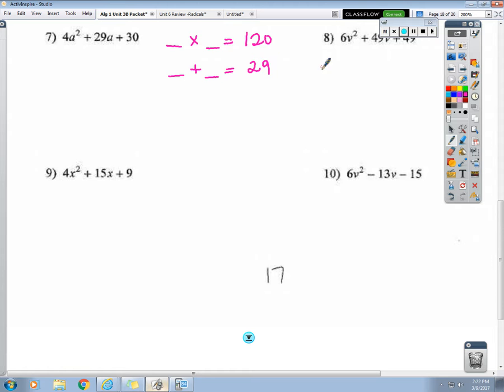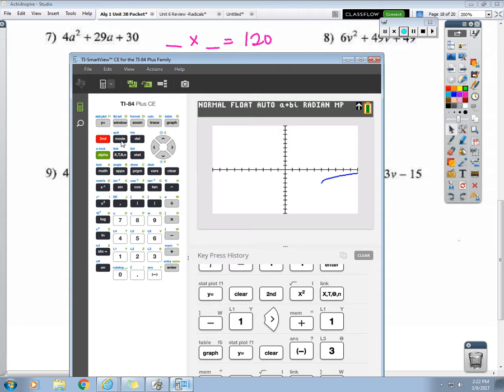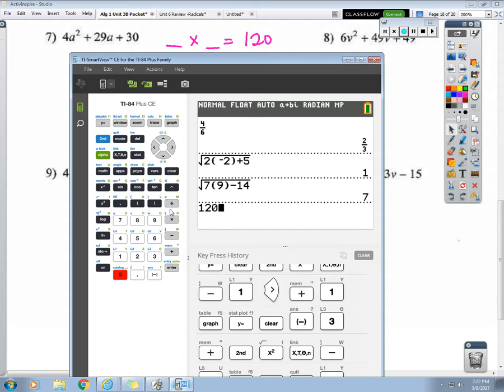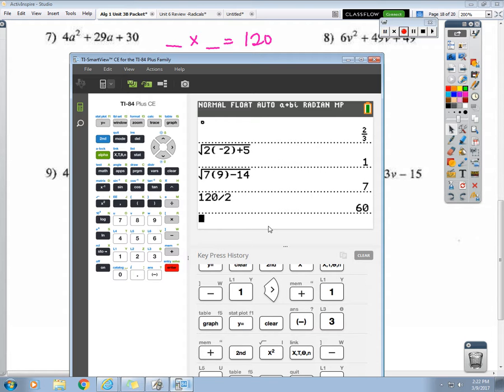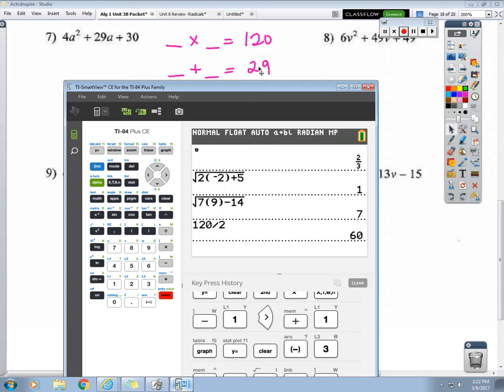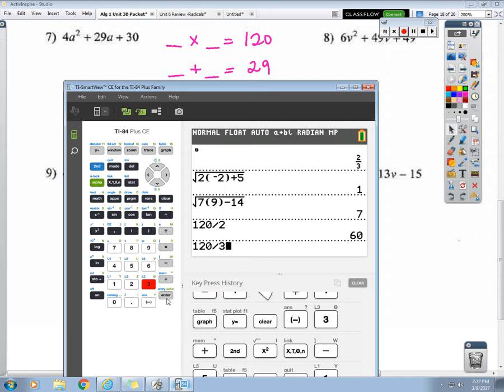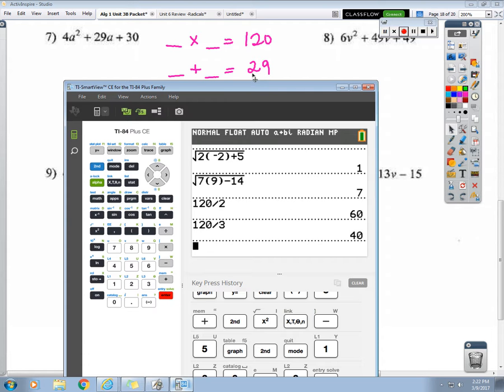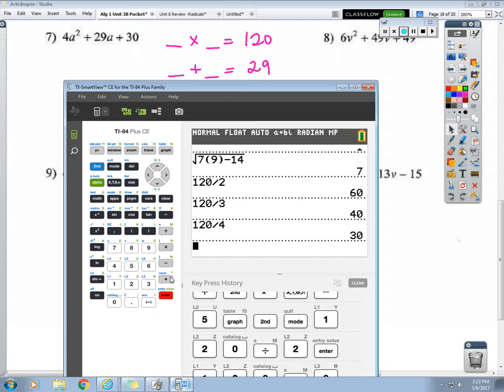29. Now, guys, even for me, I can't sit here right off the top of my head and think of those numbers. So I use my calculator. I go and I type in 120, and then I just start dividing it by 2. Is 2 and 60 going to give me a 29? So I go to the next number, 120 divided by 3. Are 3 and 40 going to give me 29? No. So I go to the next number. Just be careful skipping around. You might miss the one you're looking for. Are 4 and 30 going to give me a 29?